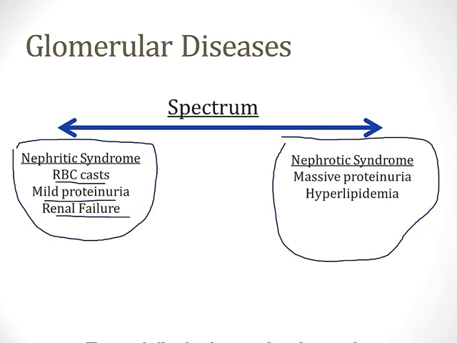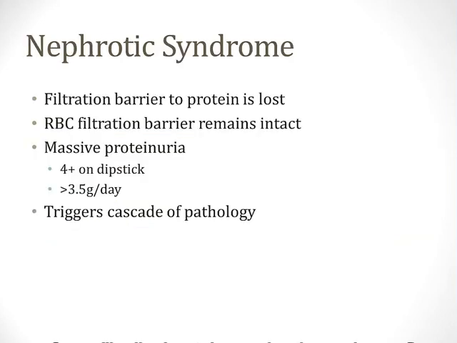Essentially, in the nephrotic syndrome, patients are largely losing albumin. That's the main source of the problem, but they're not losing red cells in the urine. In the nephritic syndrome, they're losing both protein and red cells, and also the kidneys are starting to shut down to give renal failure. So we'll talk about the nephrotic syndrome first.